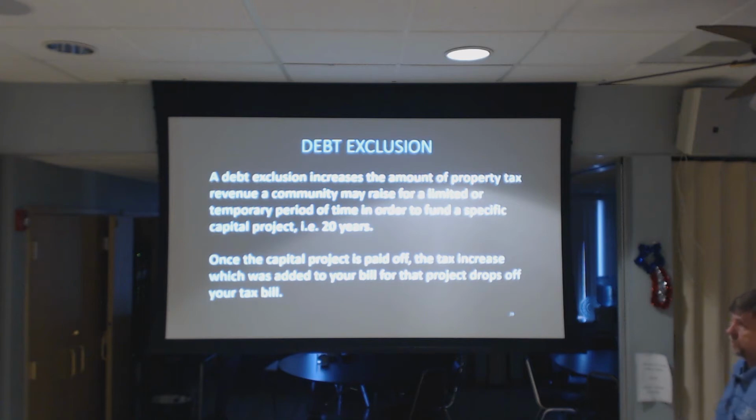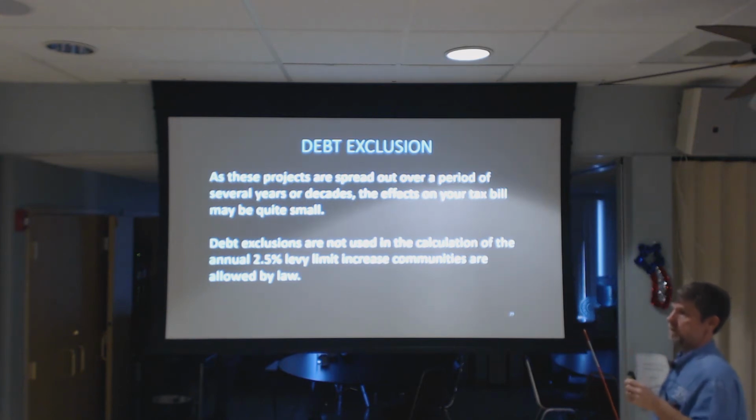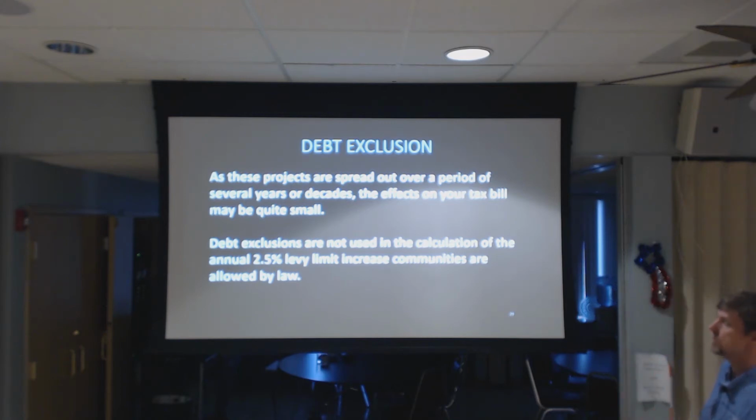So we also have debt exclusions. What are debt exclusions? Let's talk a little bit about each type of override. Again, the debt exclusion increases the amount of property tax that we can raise for a period of time for a capital project, such as 20 years. And once that capital project is paid off, whatever that amount is that's added to your tax bill comes off. Because these projects are multi-year and the amount is spread out over, for example, 20 years, the effect on your tax bill can be really small. So debt exclusions can look like really small numbers year over year.